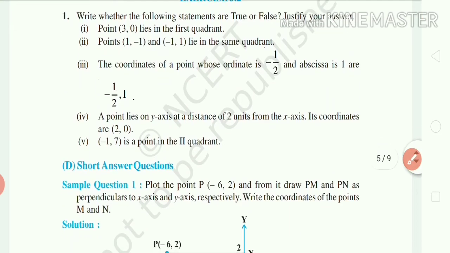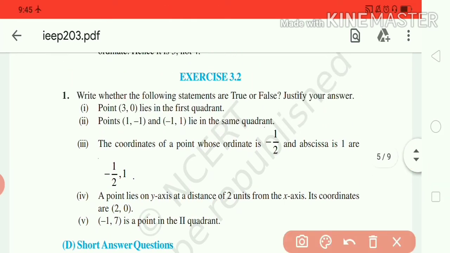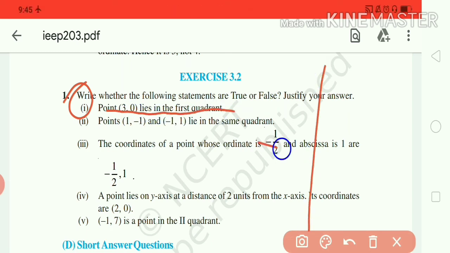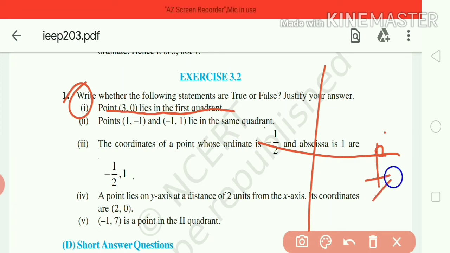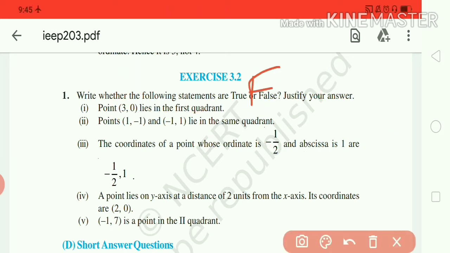So let us do the true false. First question: a point (3, 0) lies on the first quadrant. No, it will lie on the x-axis, the positive direction of x-axis. You know that y is given 0 and x is positive, so it lies on the positive direction of the x-axis. So this is false.